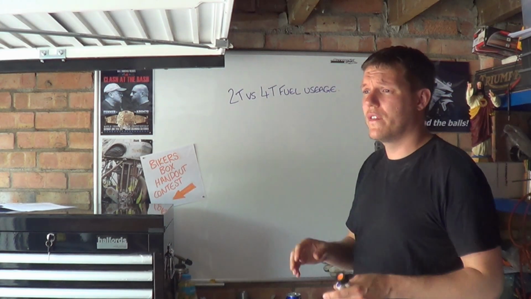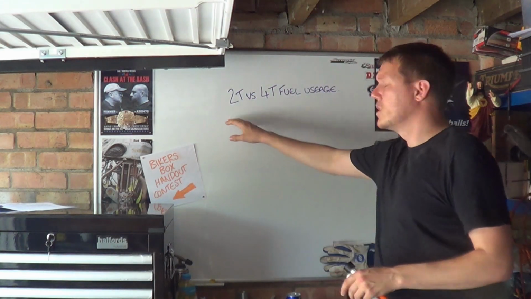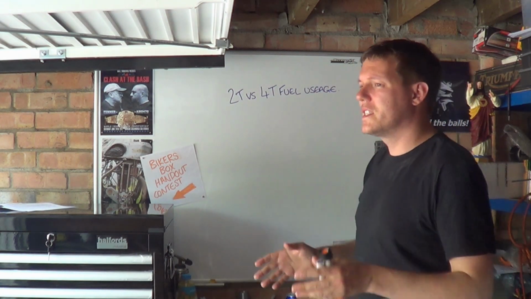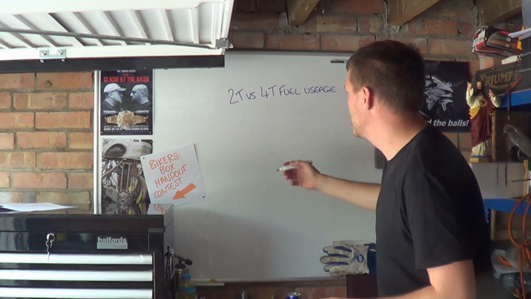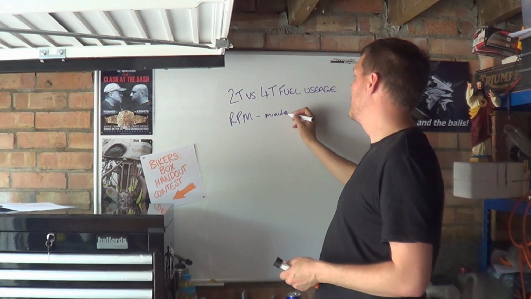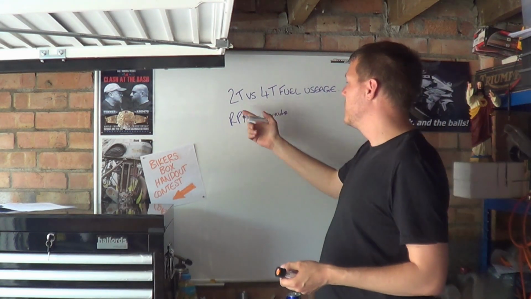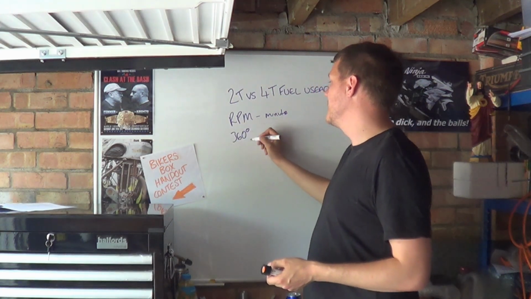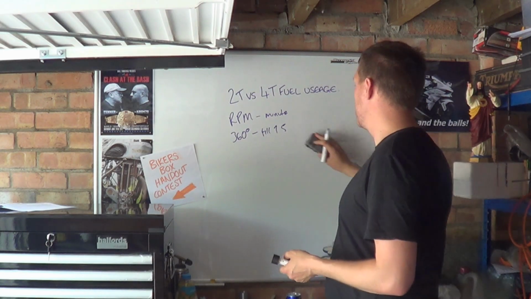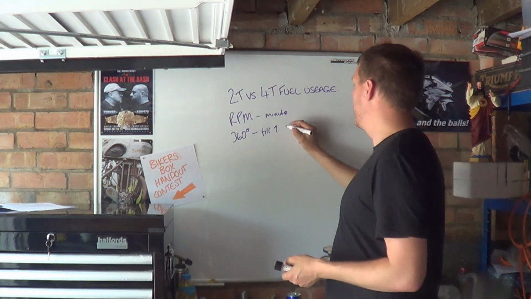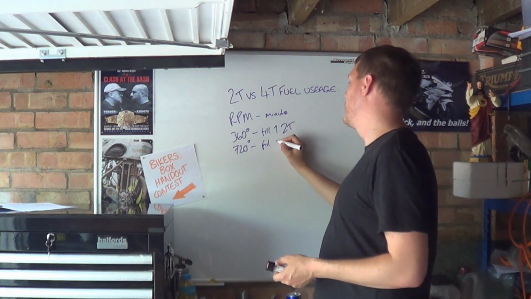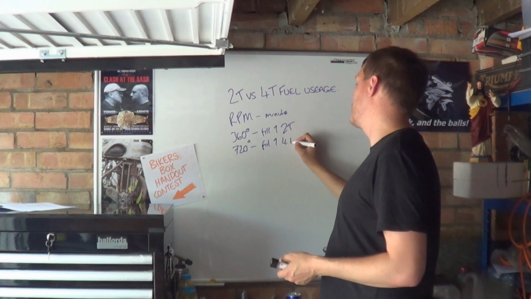Generally two strokes, for the same RPM and the same CC, will use twice the amount of fuel as a four-stroke. This stands to reason, it's quite simple. At the same RPM, it's the minute bit that we're interested in, and for every 360 degrees we fill the cylinder once for a two-stroke, and for a four-stroke it's 720 degrees for one fill. You know what I mean?